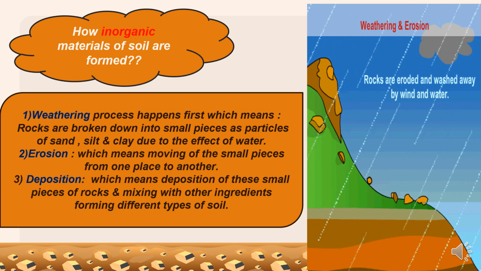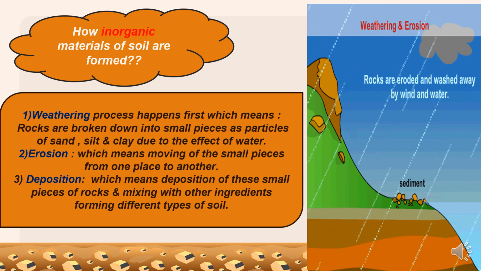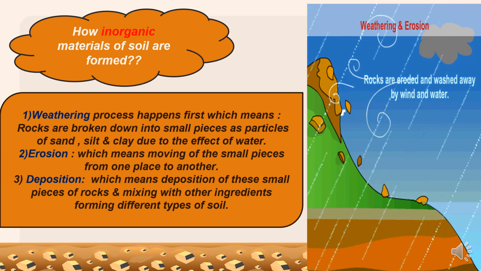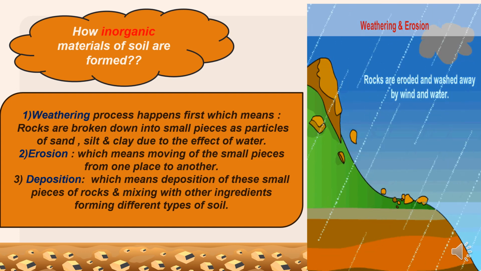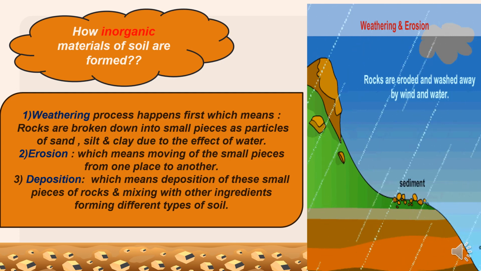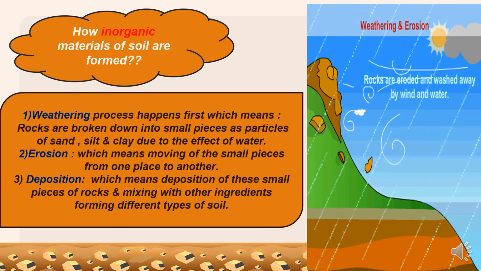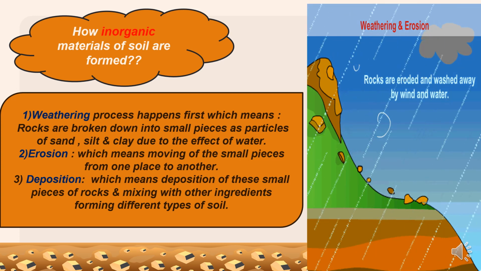So number 1, the first step is going to be weathering. Number 2, erosion, which means moving of these sediments from one place to another to be deposited in it. So number 3, deposition, means deposition of these small pieces of rocks and mixing them with other ingredients, forming a new type of soil in a new place. This is the meaning of the 3 words, primary 6: weathering, erosion, and deposition.